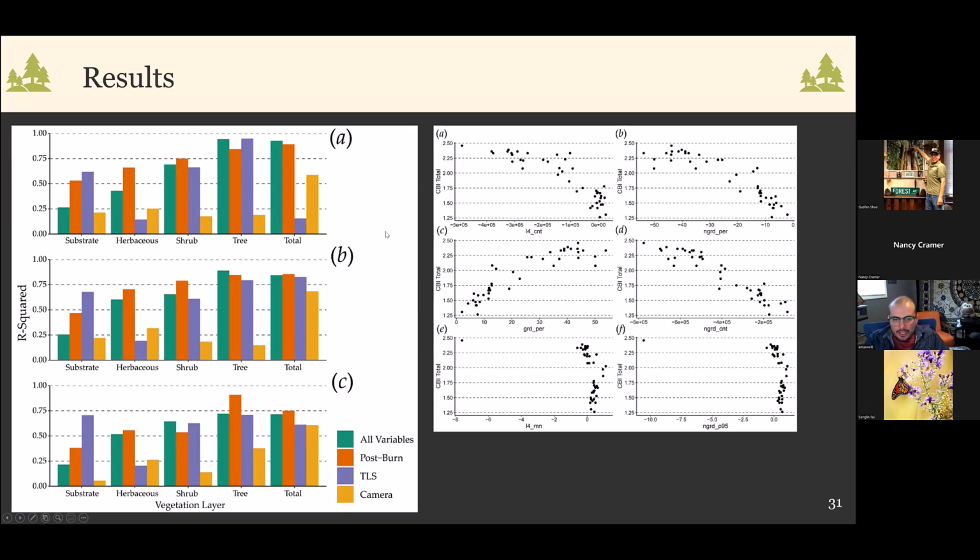Generally, we saw slightly better performance if we did the differencing. But the post-burn data did not do a terrible job, which is good, because that means you could try to replicate this without having data before the fire, which you would obviously have to plan ahead for. Generally, the point cloud metrics did a better job than using just the metrics from the camera. That kind of makes sense.